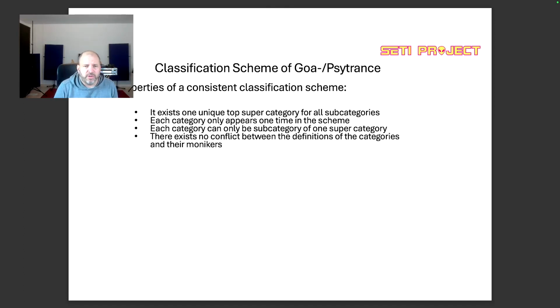And also, what's very important is that there exists no conflict between the definitions of the categories and their monikers. So what I wanted to say is, if you define a certain category a certain way and you assign a certain moniker, the moniker should fit. Like Goa Trance should describe music that emerged from Goa, for instance, and Psytrance should describe music that's psychedelic and trance at the same time. So you have definitions of the groups that are consistent with the monikers, and this all needs to be consistent within the scheme. Having said this, we're going to move on to the next slide.